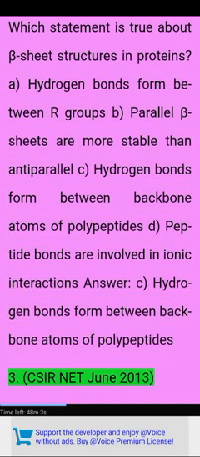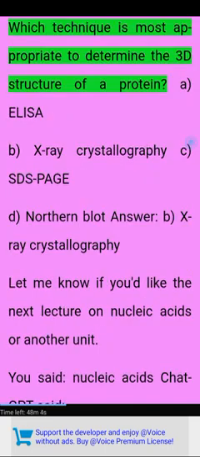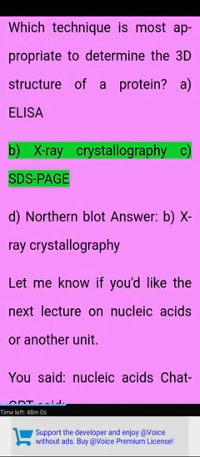3. CSIR NET June 2013. Which technique is most appropriate to determine the 3D structure of a protein? A. ELISA. B. X-ray crystallography. C. SDS-PAGE. D. Northern blot.